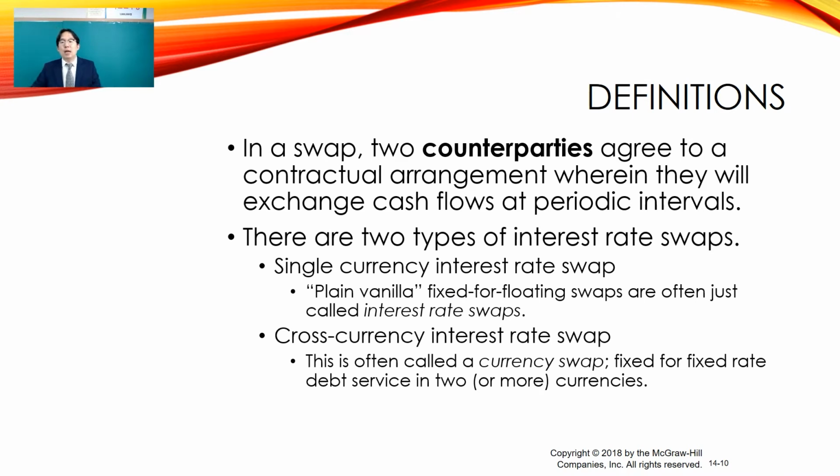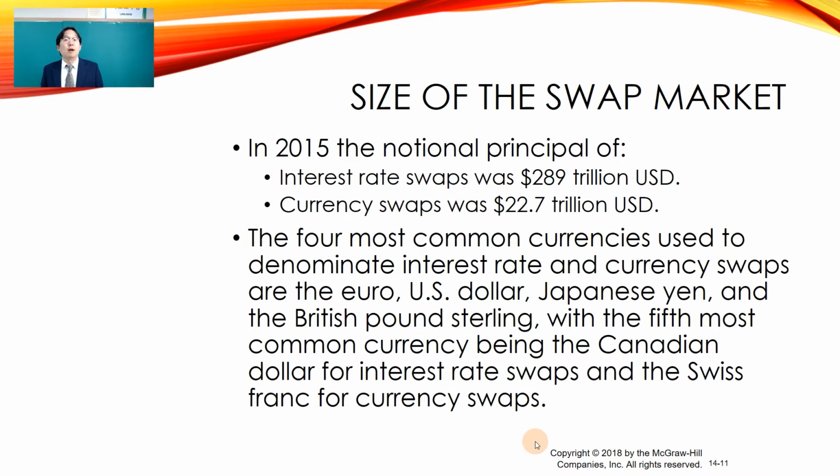Now, there are two types of interest rate swaps. The single currency interest rate swap is called a plain vanilla fixed for floating swap, and these are often just called interest rate swaps, IRS. And then the cross currency interest rate swap is also there. This is often called a currency swap: fixed for fixed rate, debt service in two or more currencies. We're going to talk about one example over there.